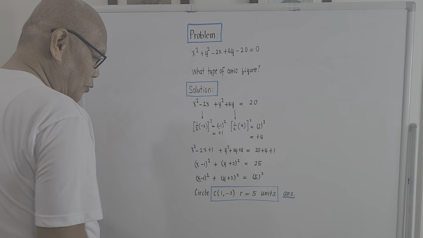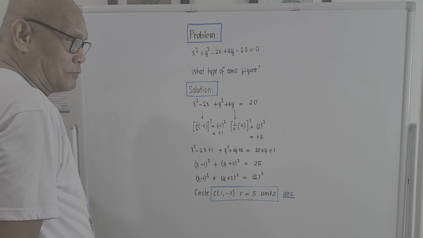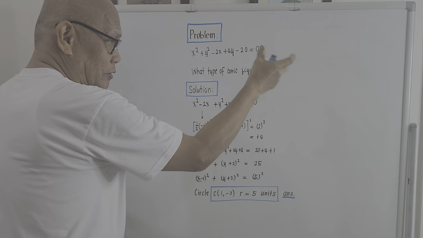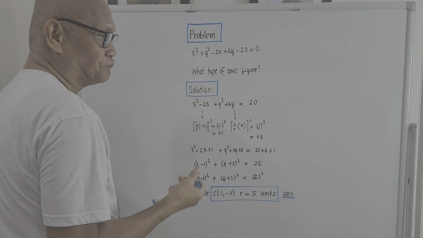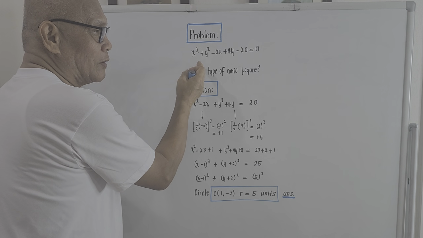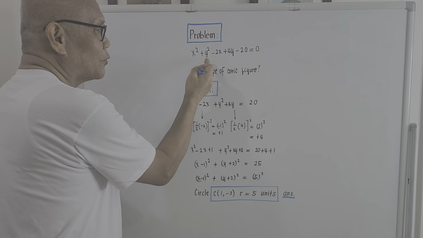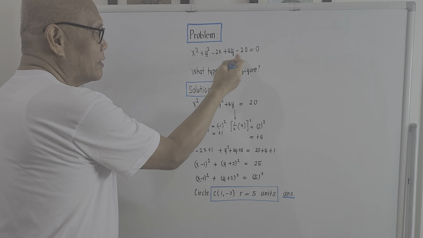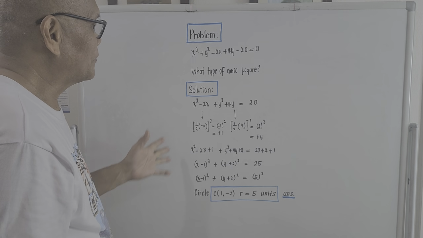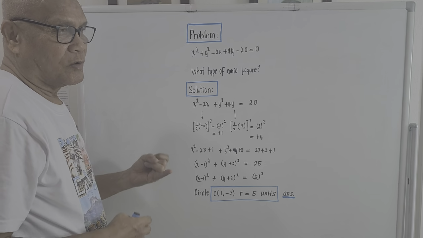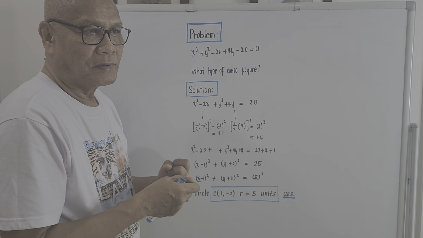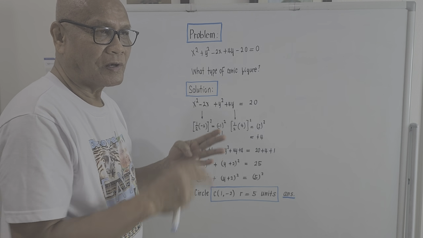We are given the problem. We are given a quadratic equation that contains x and y, and this should be equal to 0. The given quadratic equation is x squared plus y squared minus 2x plus 4y minus 20, and this should be equal to 0. The problem is just asking what type of conic figure this is. Will it be a parabola, maybe? Hyperbola? Ellipse? Or a circle?